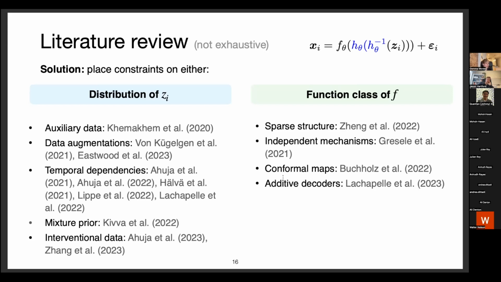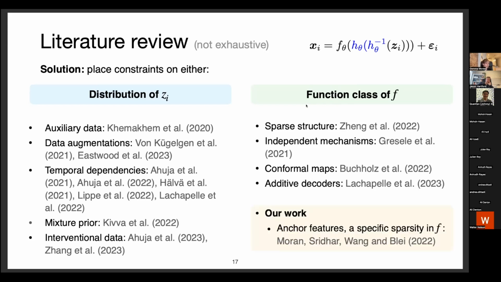So our work fits into this criterion of placing constraints on F, and we use a specific kind of constraint on F, which corresponds to this idea of anchor features, which, as I'll talk about, has shown up in a variety of literature, including topic modeling and various other areas, and we're leveraging for this deep generative model situation.